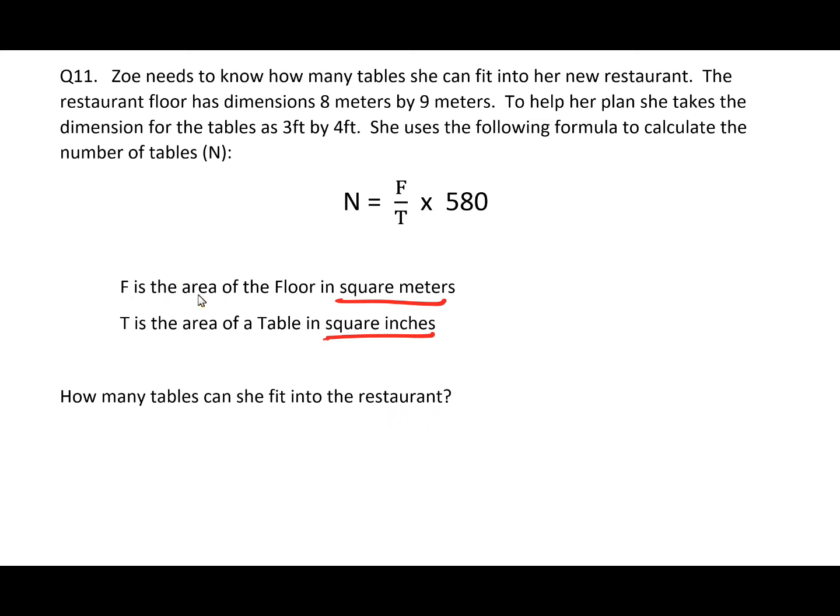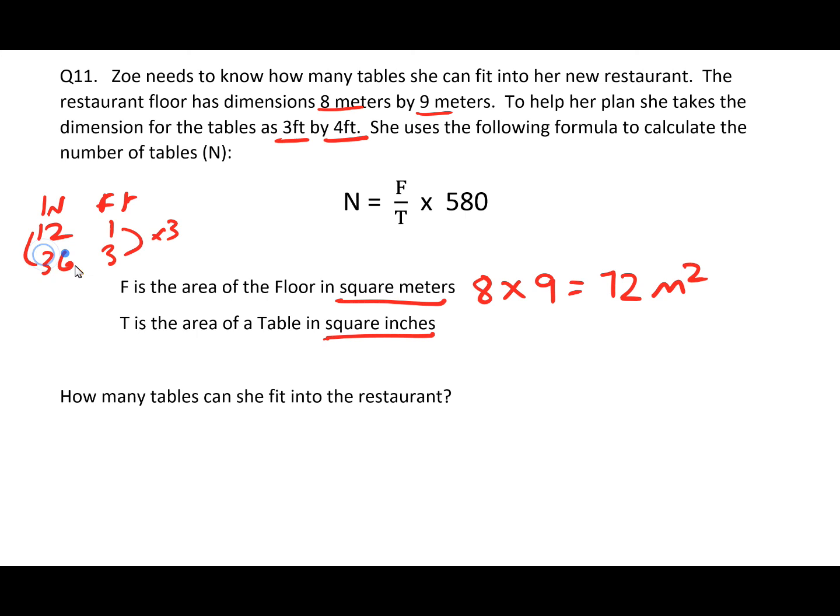So before we go on, let's convert these things here. So F is the area of the floor in square meters. Well, they're already in meters, so to make the area, multiply the two dimensions, and it's 72 meters squared is the area of the floor. The area of the tables, however, have to be in square inches. Now, at the moment, they're in feet, so it's one of those things you need to remember that there are 12 inches for every foot. So if you have 3 feet, you've got 36 inches.